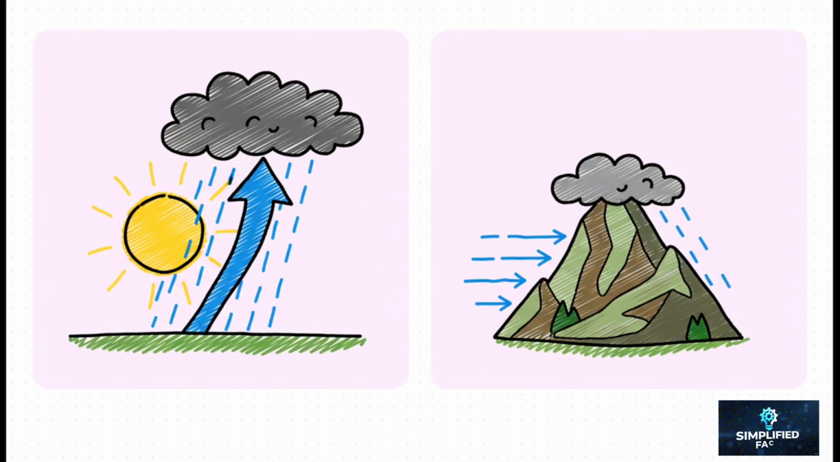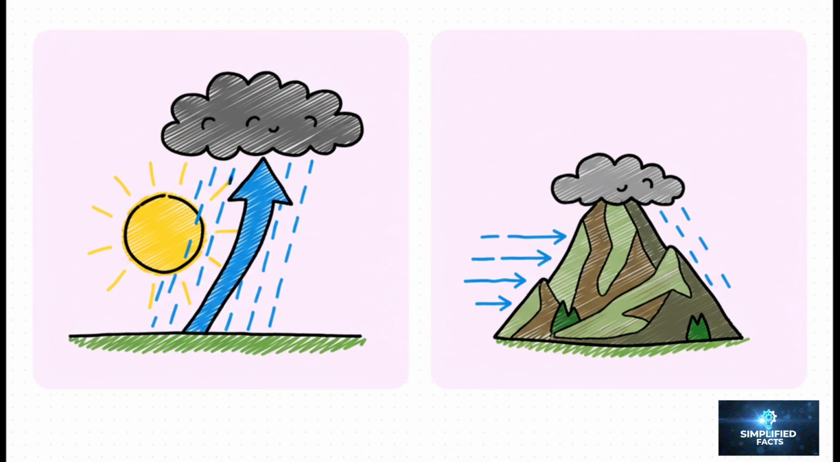Convectional rain is all about raw heat. Think of a scorching summer afternoon. The sun bakes the ground, and that hot ground heats up a pocket of moist air, which then shoots upwards like a hot air balloon. As it rockets up, it cools fast, condenses, and dumps all its water in a sudden, intense thunderstorm.